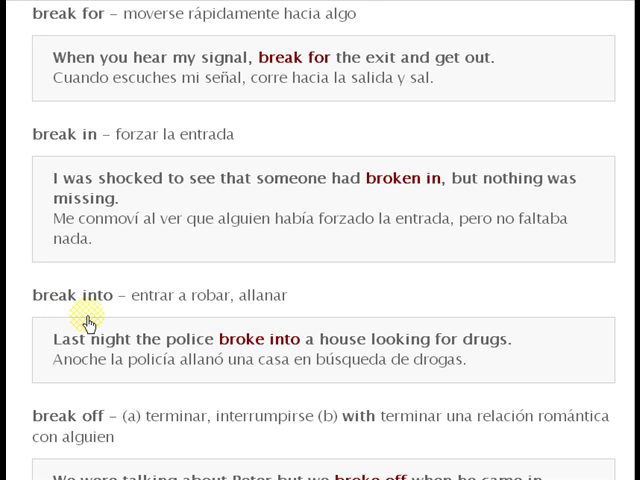Break into. Okay, we have a different word. Here we have break in, here we're breaking into. And more or less they enter the house to rob the person. Last night the police broke into a house looking for drugs. Well, I don't think the police are robbing, so we use a little different word here. Allanó, okay? That is, they went in the house to look for drugs. That's sort of a breaking in, right? Anyhow, let's go down to the next one.